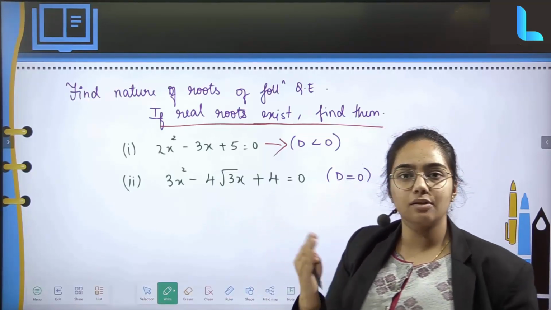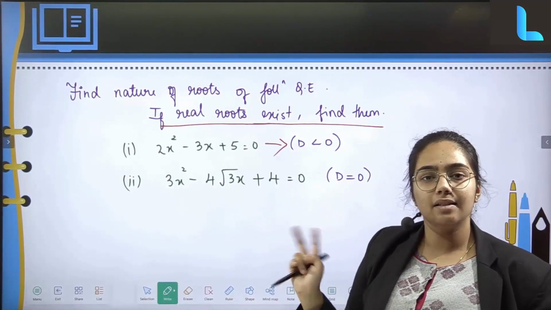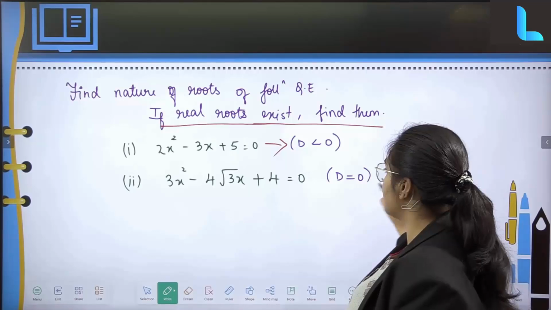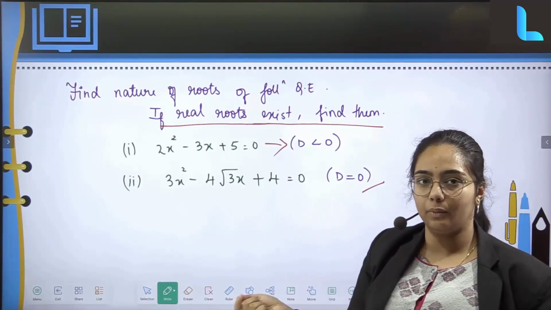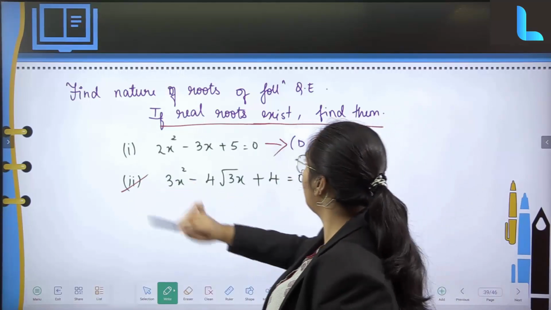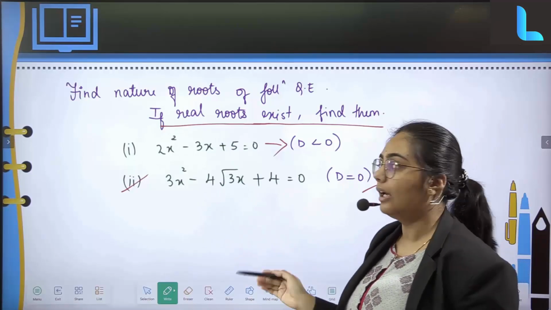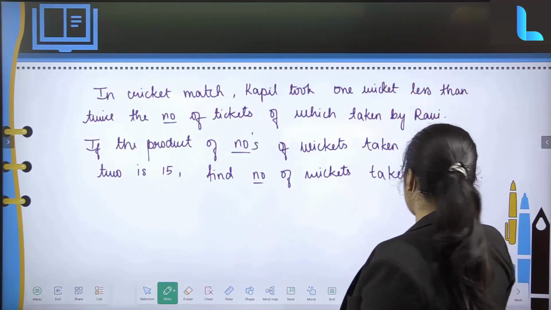If D is going to be equal to 0 or if D is greater than 0, that is when you'll be having real roots. For this question, it is going to be perfectly equal to 0, so for this question you have to find them. For the other question, since you'll be getting less than 0, the answer would not be satisfying.